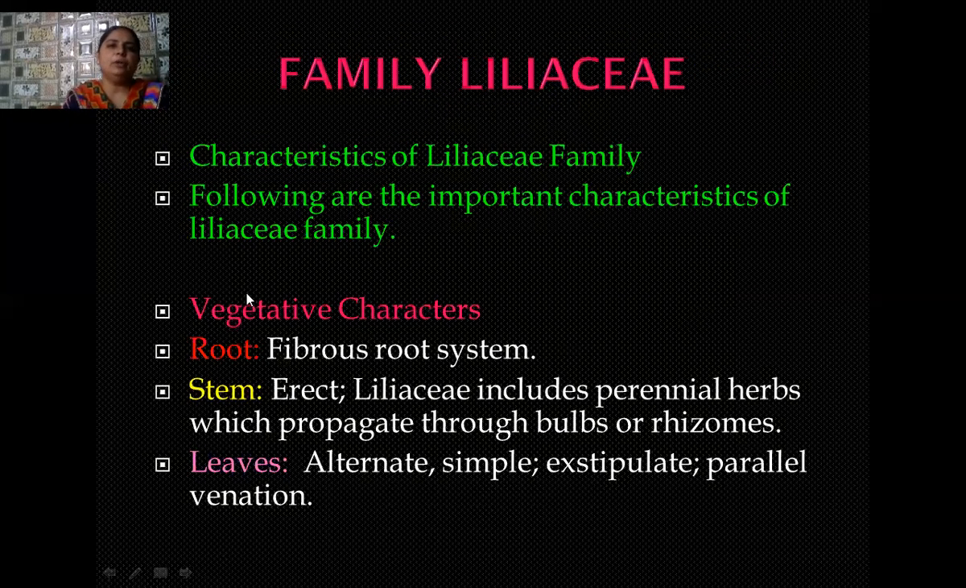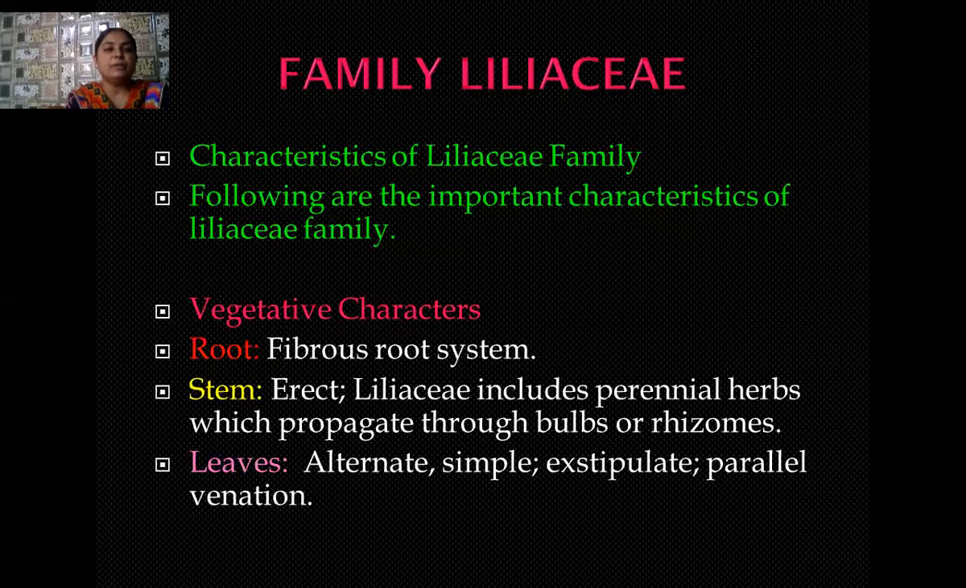Okay, but we come to the last family, that is family Liliaceae. So family Liliaceae is the only monocot family in this semi-technical description. So here we have first vegetative characters. The roots are generally fibrous root system because it is a monocot family. And stem is erect here. The stem grows straight. And Liliaceae family includes perennial herbs. That is, the herbs generally grow for several years. And these propagate through bulbs or rhizomes, which are the modified stems.